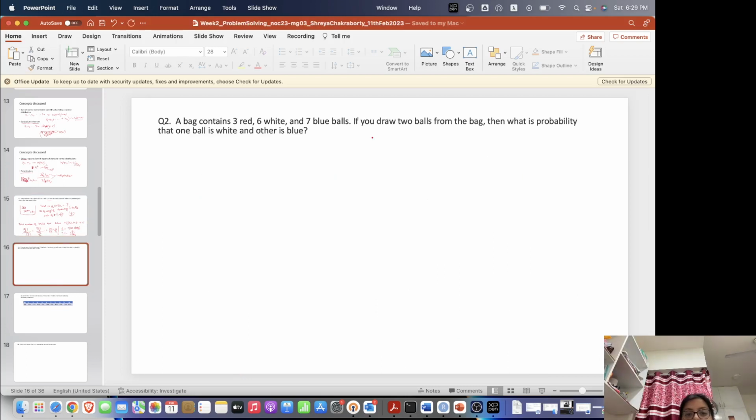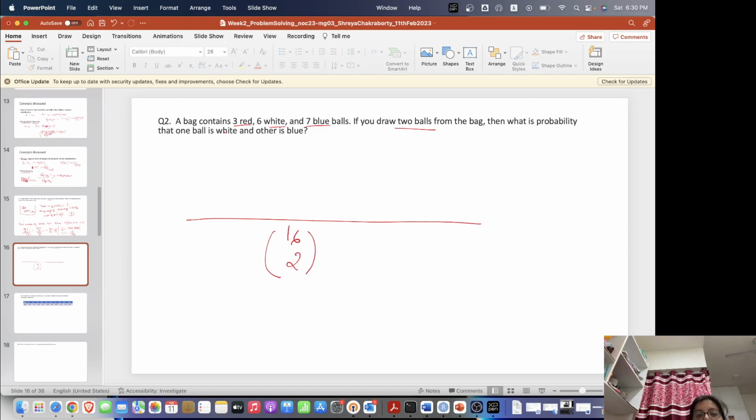So the next one. Same thing. A bag contains 3 red, 6 white and 7 blue balls. If I have to draw 2 balls from the bag, then what is the probability? Again, the total number of balls is 3 plus 6 plus 7, that is 16. So from 16 I am drawing 2 balls. So this will be in my denominator.